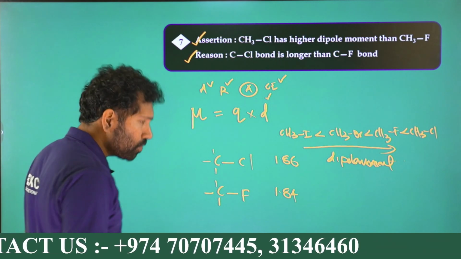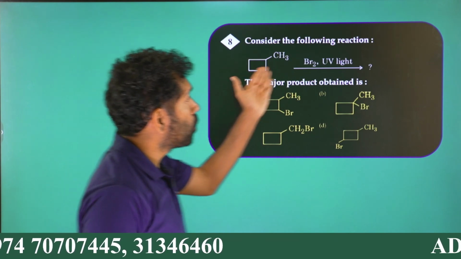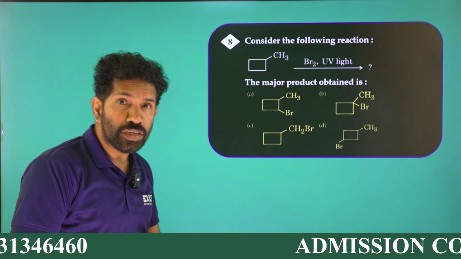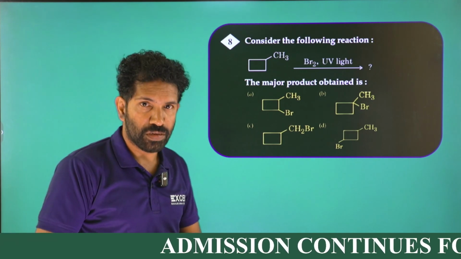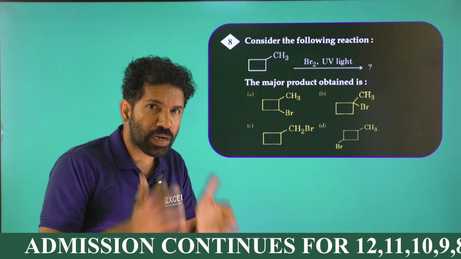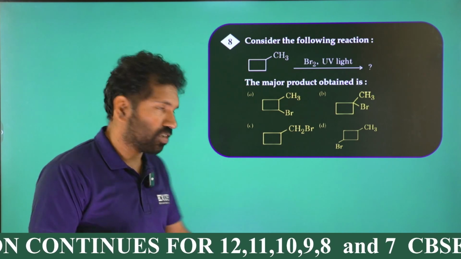Okay, so we are moving to the next question now. Consider the following reaction. This is a last year board exam question. You have to identify the major product. See, what is this reaction? This is free radical halogenation of alkane. We studied a reaction like that.